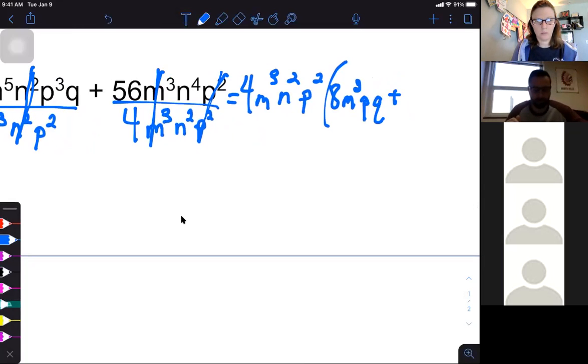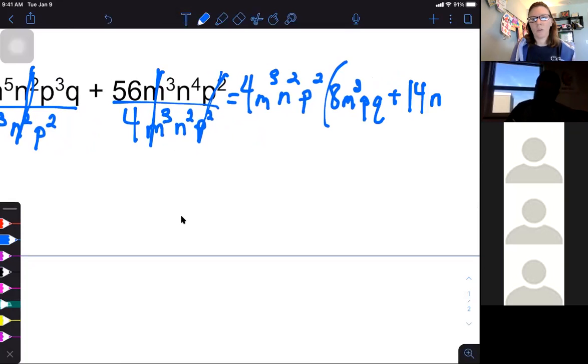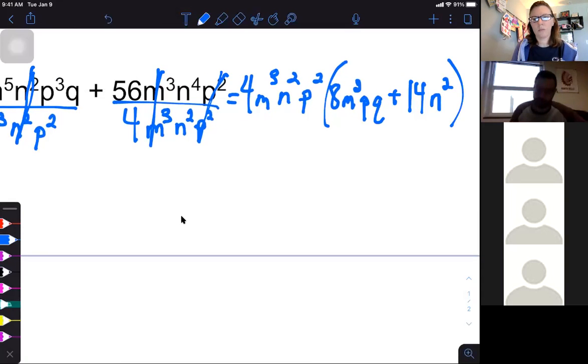All right. What is 56 divided by 4? 14. Good. How many n's are left? 2. That's it. Now we look here, and it's not quite it because we look at our numbers. We have 8 and 14, right? What number is divisible by both 8 and 14?